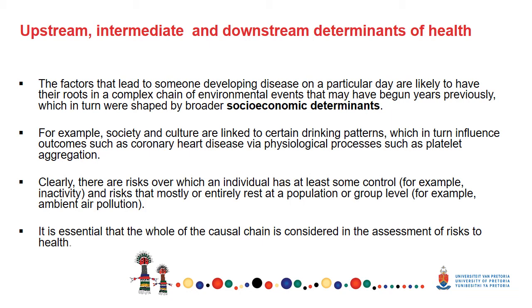Clearly, there are risks over which an individual has at least some control, for example, inactivity, and risks that mostly or entirely rest at a population or group level, for example, exposure to ambient air pollution. It is essential that the whole of a causal chain is considered in the assessment of risks to health.